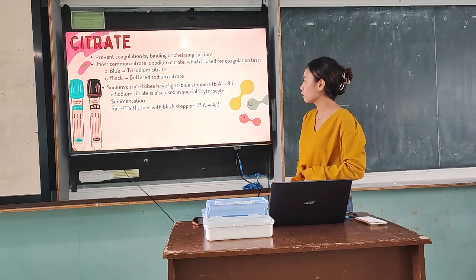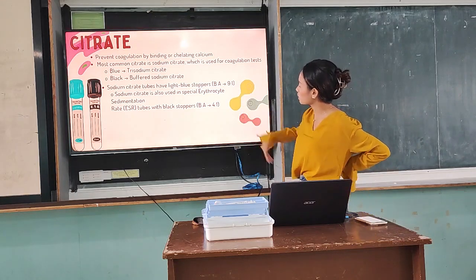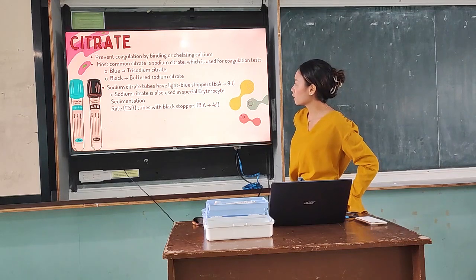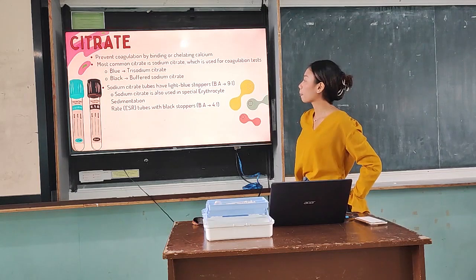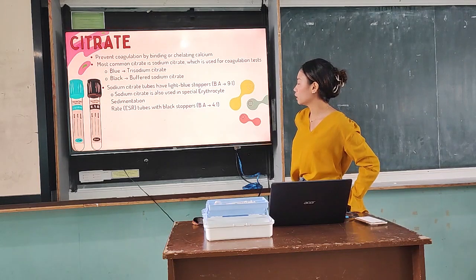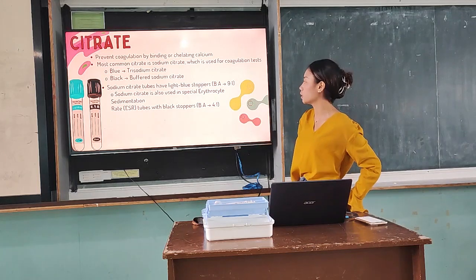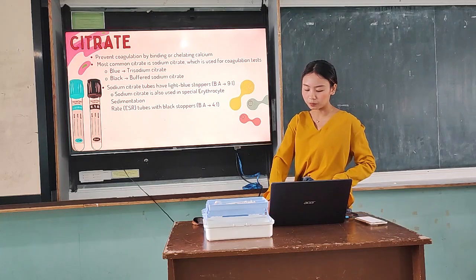The sodium citrate tubes have light blue stoppers. Ito na yung ratio na sinasabi ko kanina. We have a ratio here, 9:1. Sodium citrate is also used in special erythrocyte sedimentation rate or ESR, with tubes with black stoppers having a ratio of 4:1. So we have different ratios here na kailangan natin sundin to make sure that we collected the right specimen for our test.